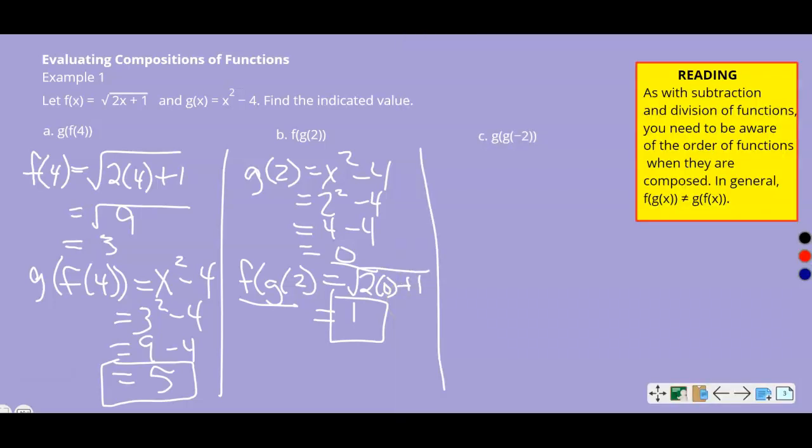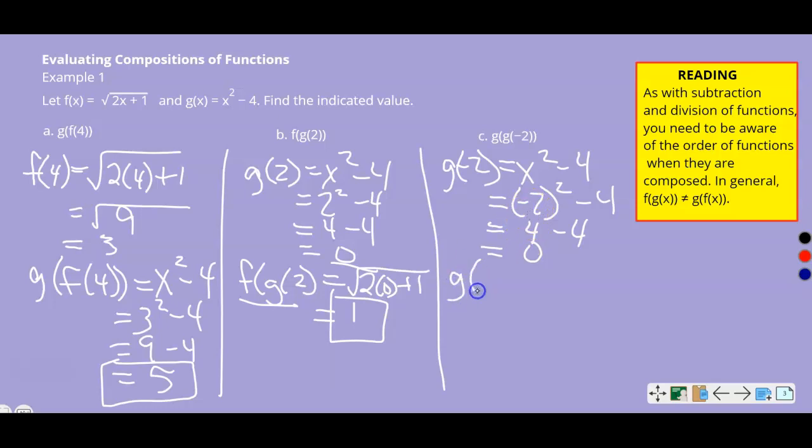The last one says g of g of negative 2. So we're going to use the same function twice, but we're going to start with plugging in g of negative 2. So we've got x squared minus 4. Negative 2 has to be in parentheses since we're squaring that. So negative 2 squared is 4. 4 minus 4 again is 0. And then I take 0 and plug it into g again.